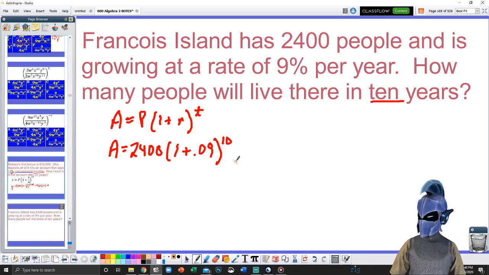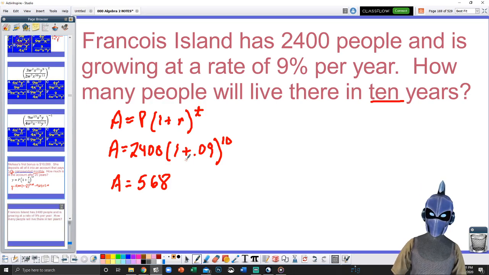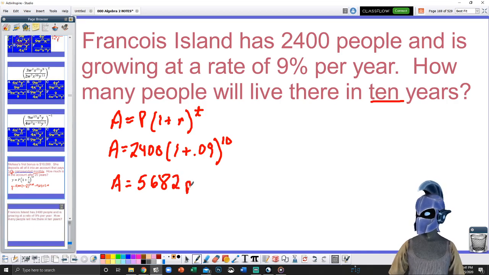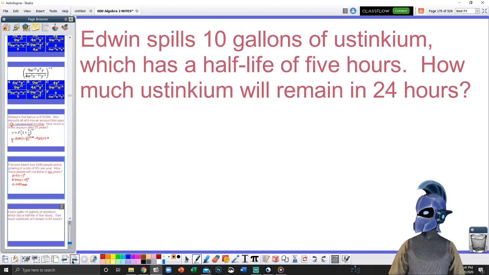So in our calculator, type in 2,400 times 1 plus 0.09, exponent key, and 10. And that will tell you 5,681.67, but this is talking about people. Even short people still count as whole people, okay? So we're going to round up to 5,682 people are on Francois Island. All right, on we move.